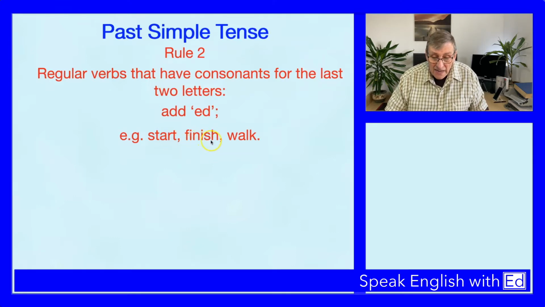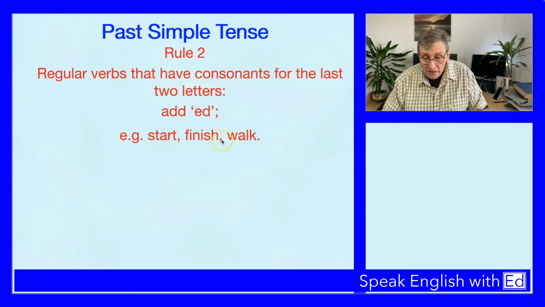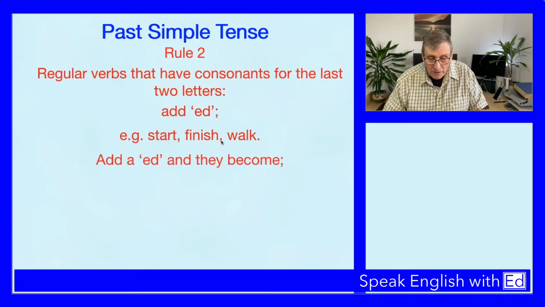Finish. SH. Both these letters are consonants. There's not a vowel there. They're consonants. Same with walk. LK. The last 2, because it says here the last 2 letters. The last 2 letters are L and K, and both of those letters are consonants. So start, finish and walk all need to have this rule applied to them, the 2 consonant rule applied to them.